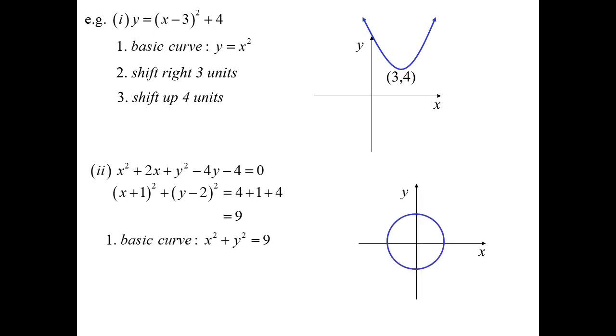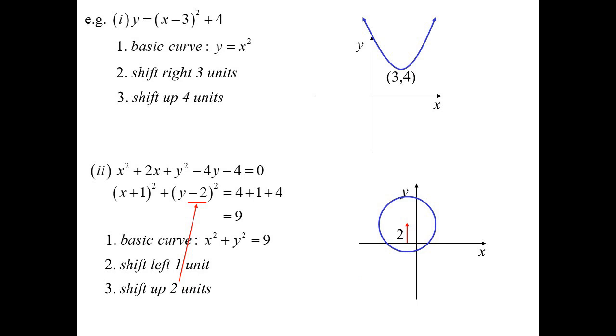So all right, what do we got? We know we've got a circle then. The basic curve is x squared plus y squared equals 9. But now we've got shifts happening. Well, grouped with the x is plus 1. So I've shifted it to the left 1 unit. Grouped with the y, it's minus 2. So I've shifted it up 2 units. And there's my circle at the centre, minus 1, 2.